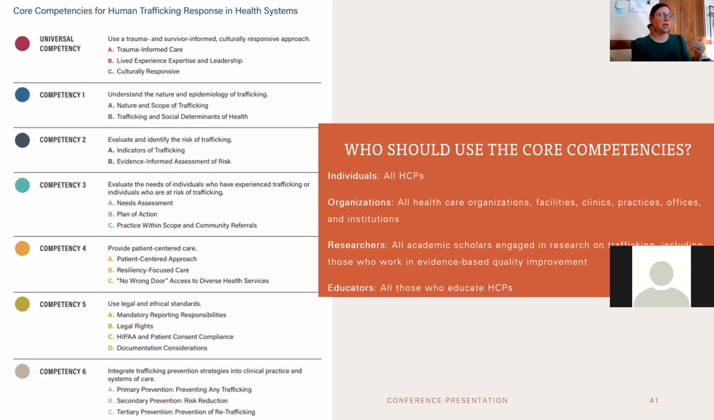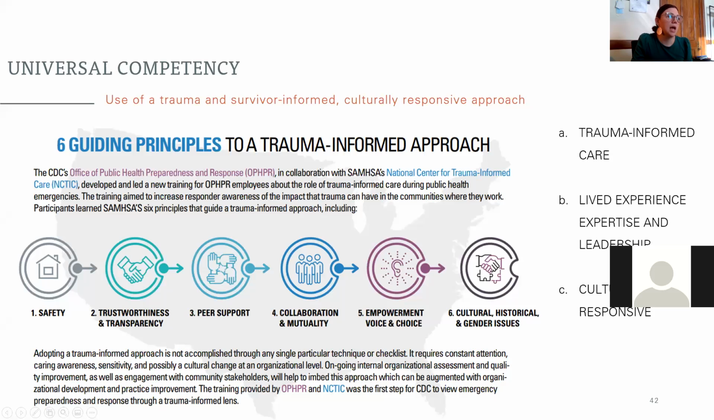As you can see throughout the different competencies we'll be talking about for the remainder of this morning, they're broken down into different sections. There'll be a lead topic, and then we'll talk about how that applies in all these different areas. So for starters, we will be talking about the universal competency, which is the use of a trauma and survivor informed, culturally responsive approach. So we'll be talking about trauma informed care, lived experience, expertise, and leadership, and then cultural responsiveness.